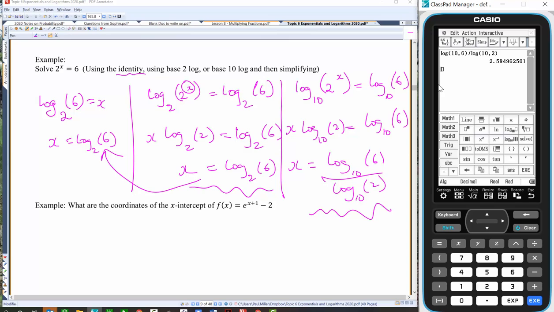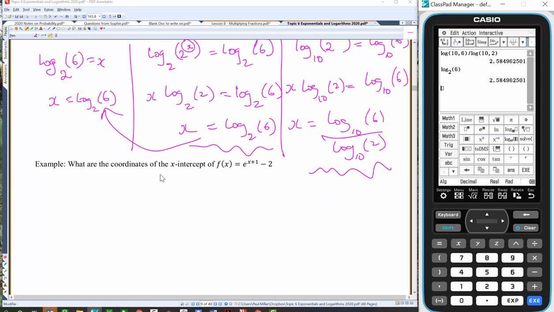Let's just get an approximation on that: 2.58. So if this is correct, what should happen is if I take the log 2, 6 and approximate that, it should be exactly the same number, because I've done a completely allowable move. Bang, same number. So it's important to note that those are exactly the same thing. Sometimes you will need to carefully check your answers to make sure that you are indeed correct.